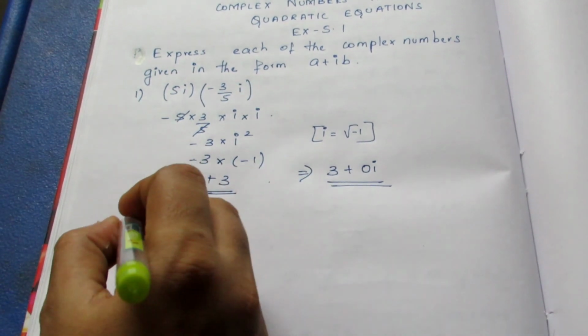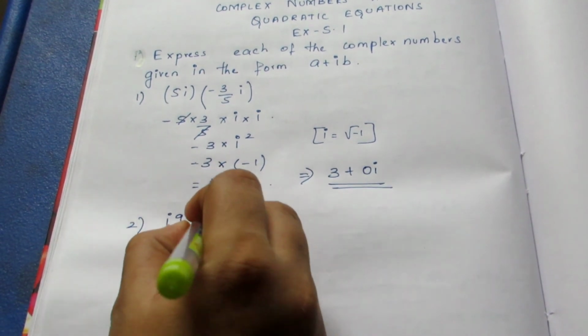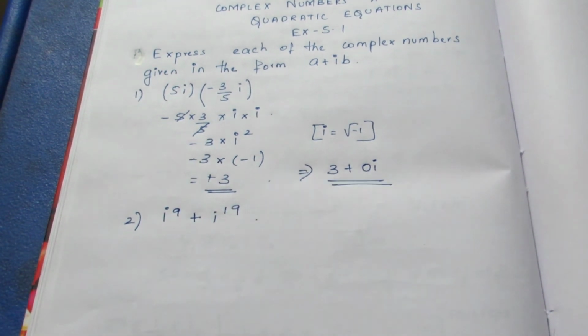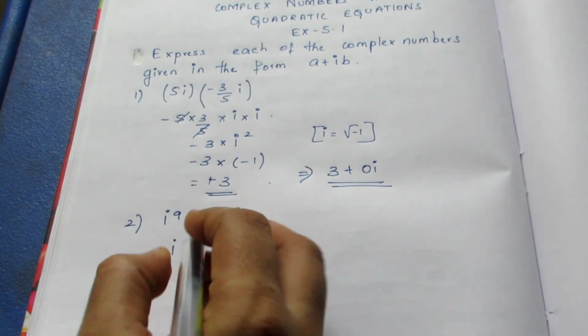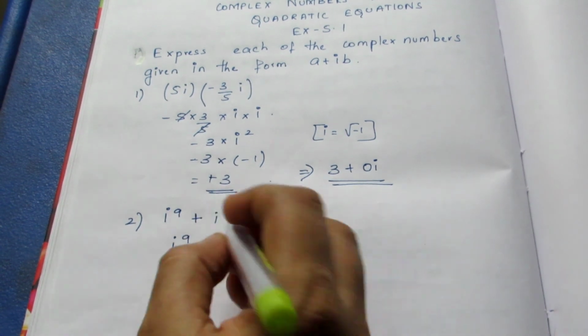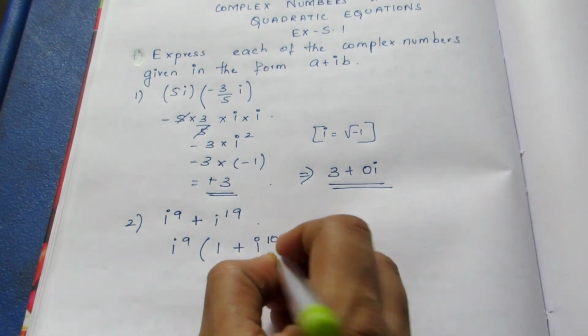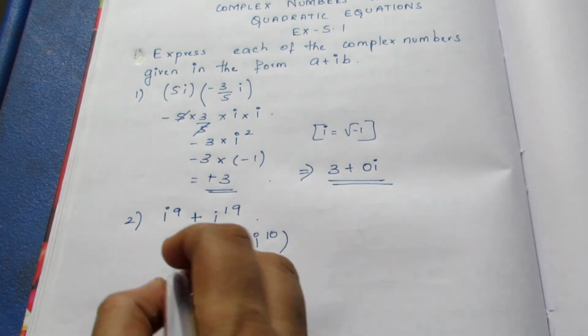We'll move on to the second one. The second question is i power 9 plus i power 19. We can't do anything directly, we can't add powers when they are separate. So the first step, I'm going to take the common factor outside. The least power will be my common, so i power 9 will be my common. Here it becomes 1 and here it becomes i power 10.